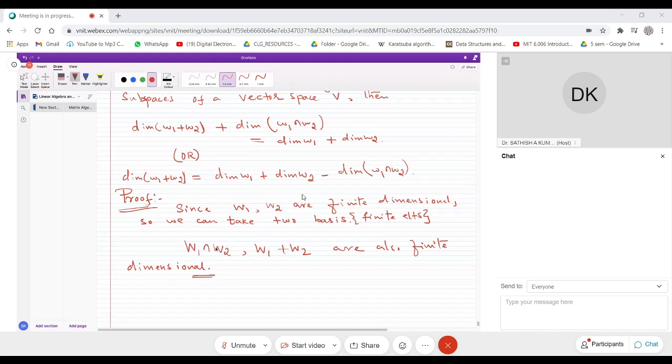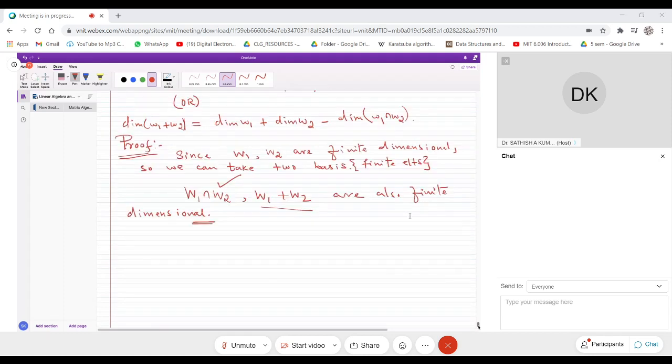One more thing is that we can choose a basis for W1 intersection W2 as well, but at least one of them must be proved as a basis. Suppose you take some vectors for W1 plus W2, then we have to prove that it is a basis. We'll assume it for the intersection and prove it for the sum, because W1 and W2 are finite dimensional, so their intersection is also finite dimensional. That is not an issue. So now we are going to take that.